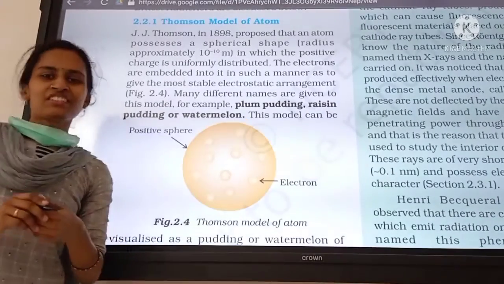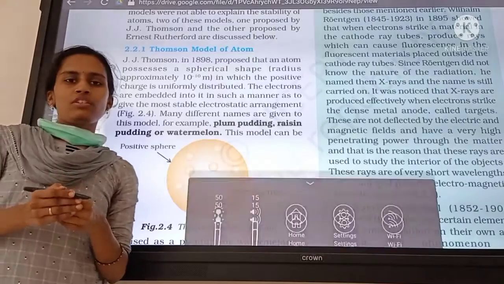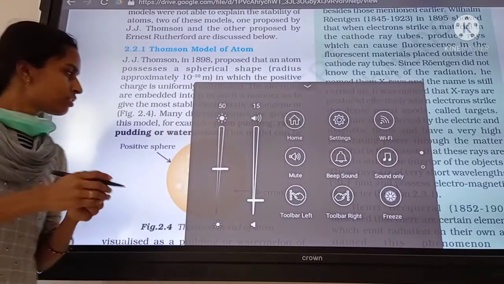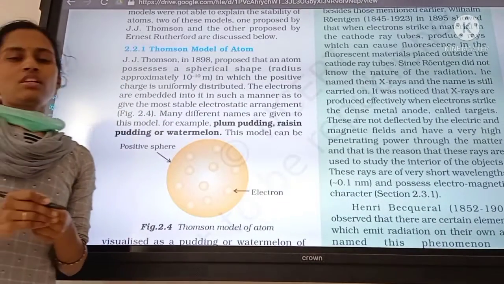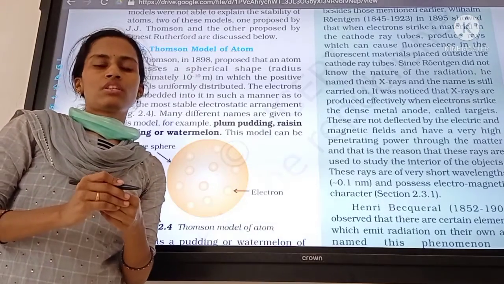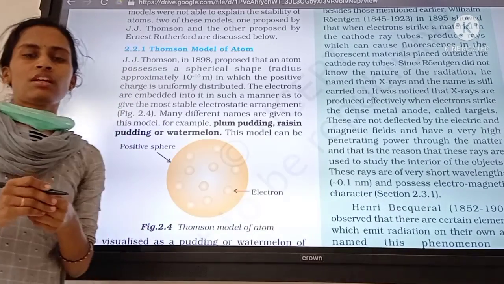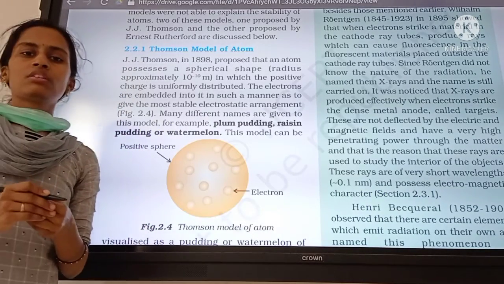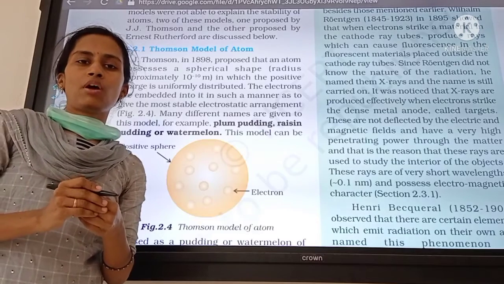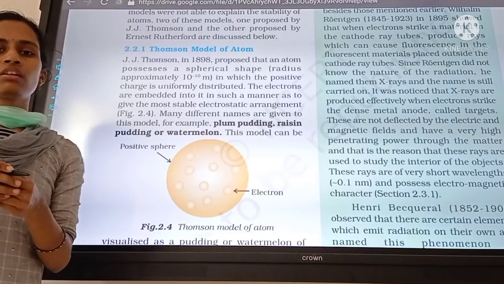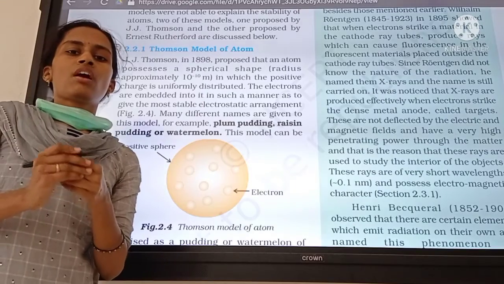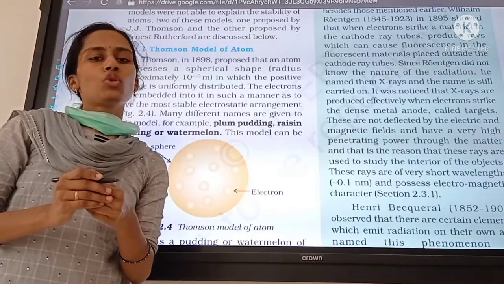Good afternoon, students. Today we are going to discuss atomic models. We saw yesterday in the last class about subatomic particles. What are they? The electron, a negatively charged subatomic particle, and to neutralize the electron, protons will be there. And then one more subatomic particle, neutrons, are there.